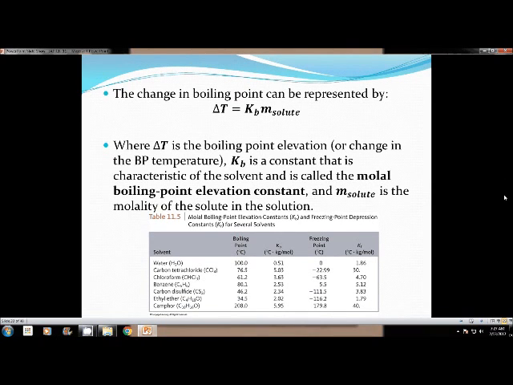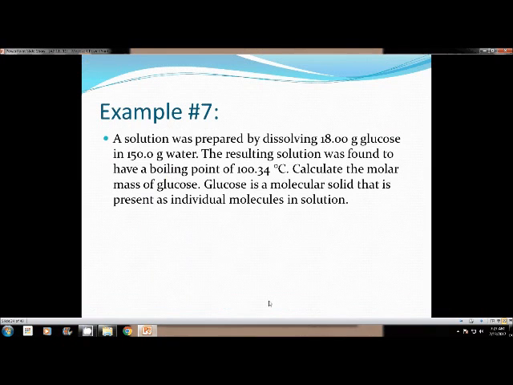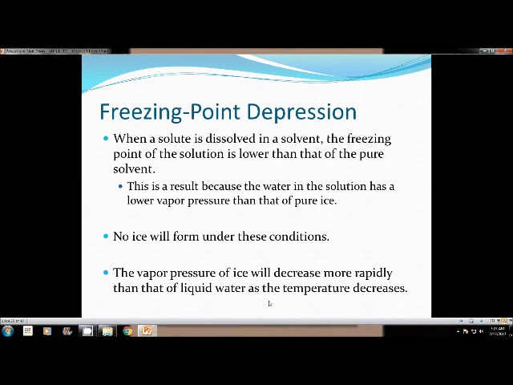The change in boiling point can be represented by this equation, where the delta T is the boiling point elevation or change in the boiling point temperature. The Kb is a constant that's characteristic of the solvent that's called the molal boiling point elevation constant, and m solute is the molality of the solute in the solution, which we don't need to know this, but molality is the moles of the solute over kilograms of the solvent. So there are a bunch of constants for this if we were to solve that, but we are not going to because we're going to skip example 7 because you won't be tested on it on the AP exam, so we don't need to do the math right now.